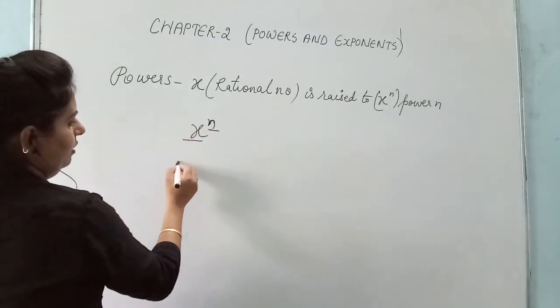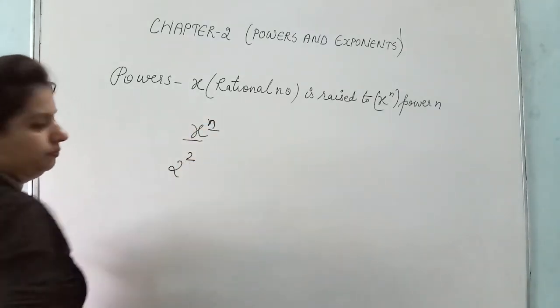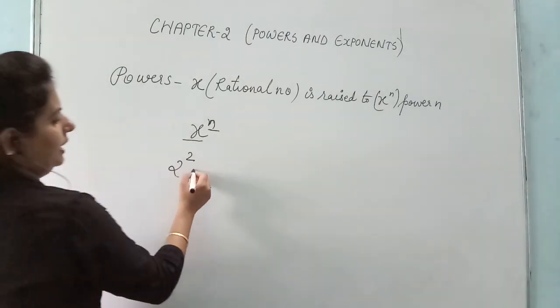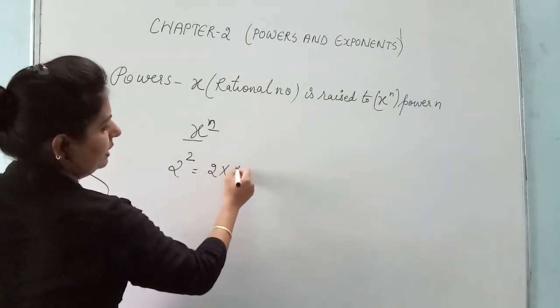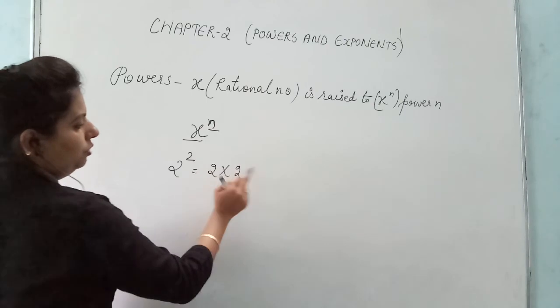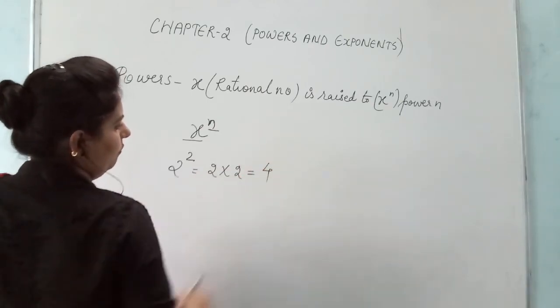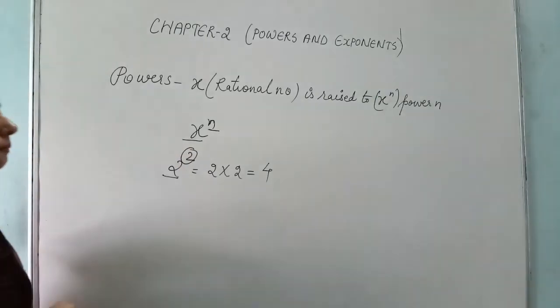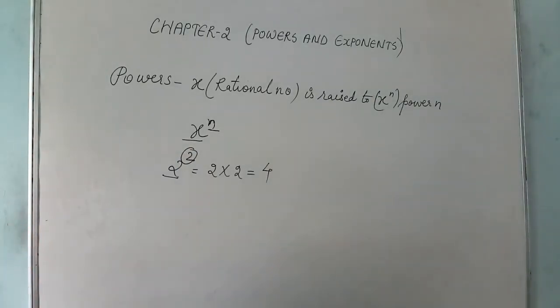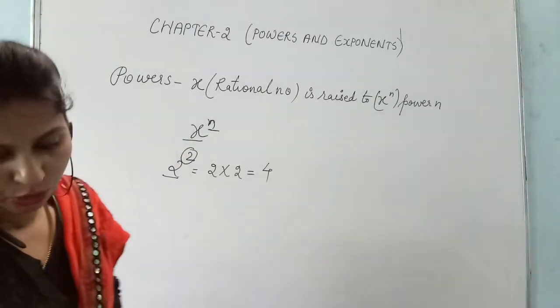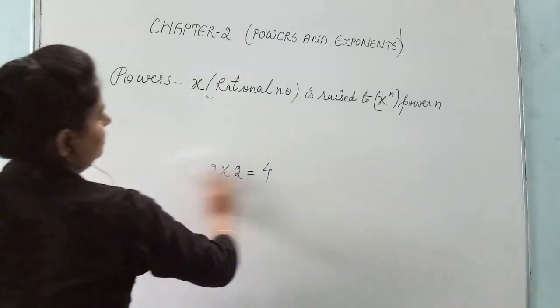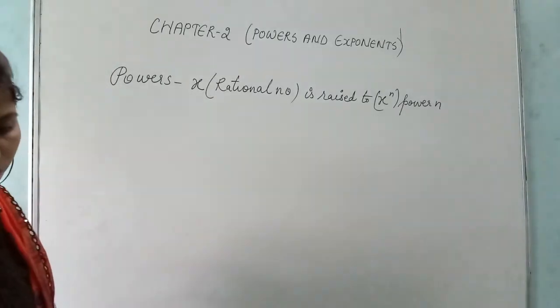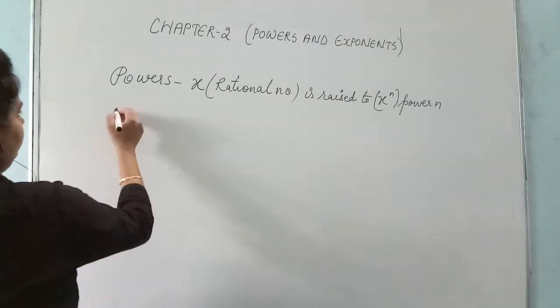Suppose I have written 2 raised to the power 2. What does it mean? It means that 2 will be multiplied 2 times. 2 into 2 will be equal to 4. Here 2 is base and 2 is the power. Now negative integral exponent, that we will learn afterwards. First let me tell you some laws of exponents.